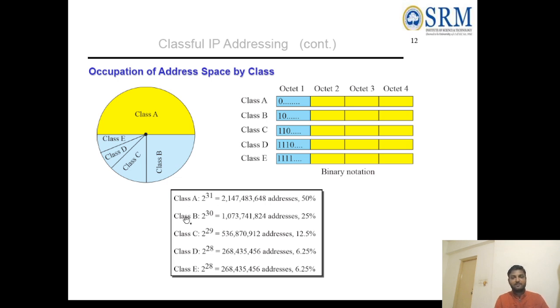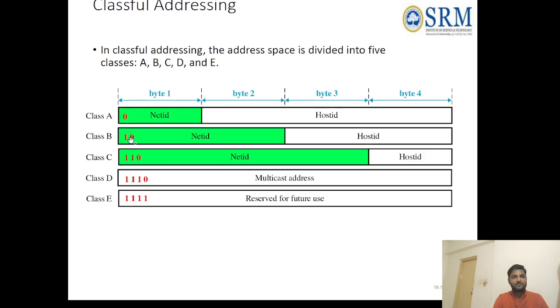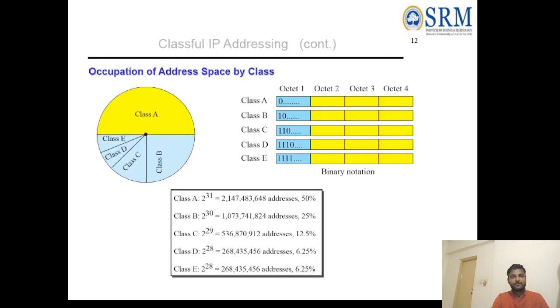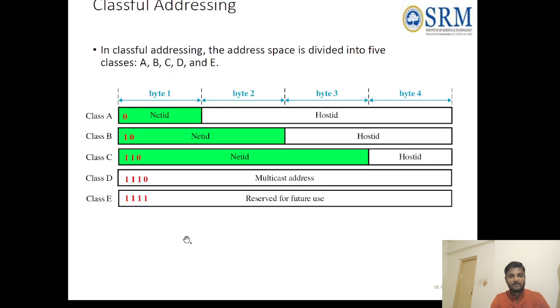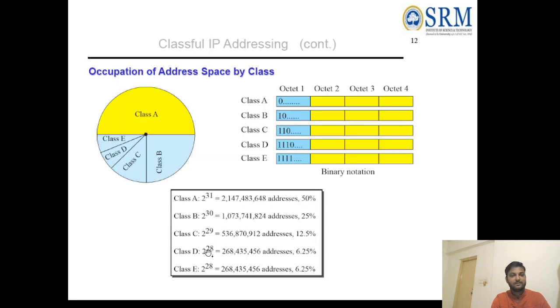Similarly, for class B, if we go to the previous slide, these 2 bits are set, and the remaining 30 bits we can change anyway. So almost 25% of the entire addresses belong to class B. Similarly for class C, because 3 bits are specified for class C, and 4 bits for class D and E, so 2 to the power 29 for class C and 2 to the power 28 for D and E. So this is the actual size, how many addresses are possible in different classes.